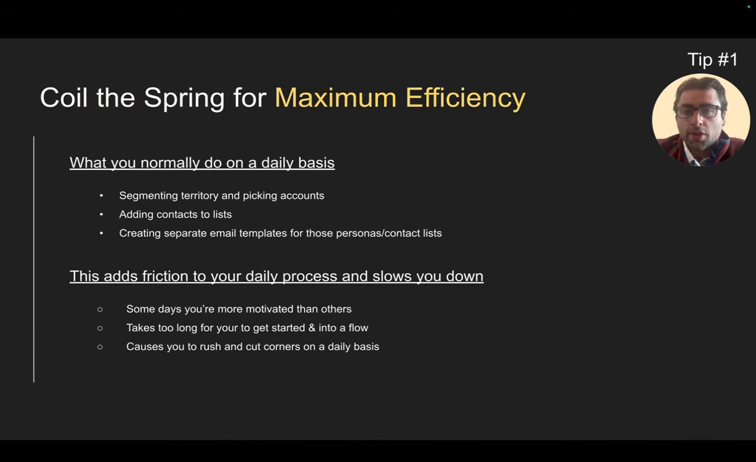So first, coiling the spring for maximum efficiency. I want everyone to just pause, take a step back for a second, and think about what you normally do on a day-to-day basis before you're able to start sending out cold emails. Probably looks something like this: you look at your territory, you segment it a bit, you maybe start picking your accounts. What accounts am I going to target today? You pick a few, you start adding those contacts to lists. First, I got to find them. Which ones are relevant? Let me click on that person's LinkedIn.